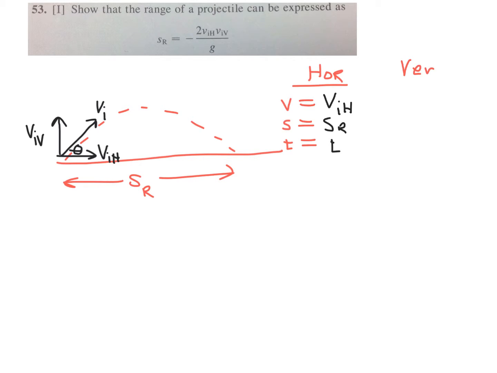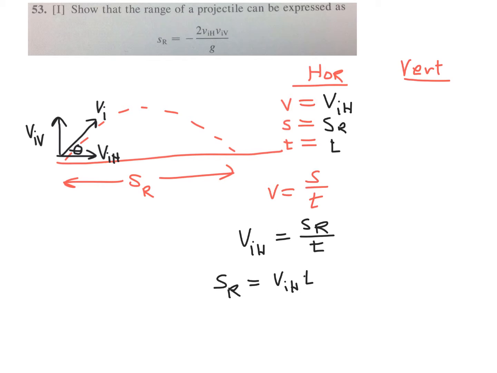So vertically, let me go back to horizontal for a second. The equation that goes with the horizontal is just v equals s over t. That's the generic form of the horizontal motion. It's constant velocity, but specifically to this problem, we have v sub ih equals s sub r over t. If I rearrange that, because I'm trying to get to what the problem wants me to prove, that s sub r equals negative 2 v sub ih times v sub iv over g, you can almost see it taking form already. In other words, s sub r is going to be v sub ih times t. So the bottom line is I've got to get rid of that t, and it's going to turn out that t is obtained another way in the vertical.